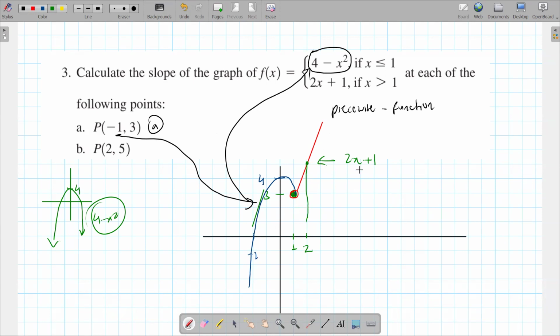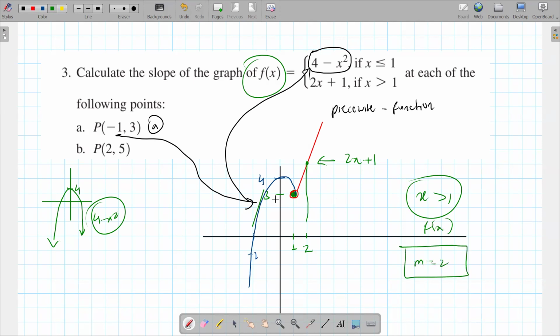It's a straight line. 2x plus 1. It's just 2, exactly. For a straight line, we don't care. The slope will always be exactly what it was, okay? So slope everywhere from 2 to infinity. In fact, from greater than 1. When x is greater than 1, for this f of x, the slope will always be 2 because it's a straight line. But when x is less than 1, the slope will always change because you have a curve and you need to draw the tangents.